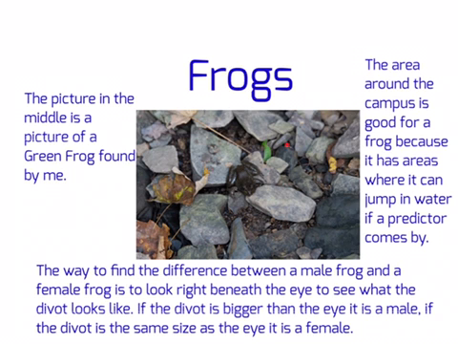Frogs. This is a picture of a frog that my brother took, that I found. It is a picture of a green frog. The area in the campus is good for a frog because it is an area where it can jump in water if a predator comes by. The way I just learned this from April, the way to find the difference between a male frog and a female frog is to look right underneath their eye at that divot. If the divot is bigger than the eye, it's a male. If the divot is the same size or smaller, it's a female.